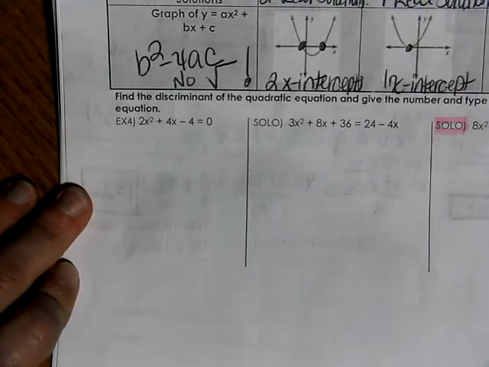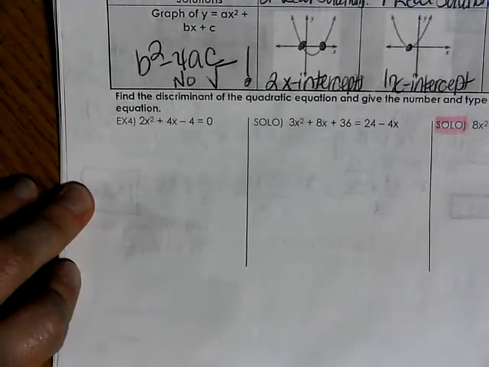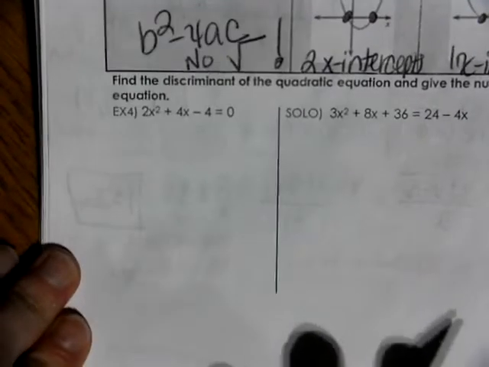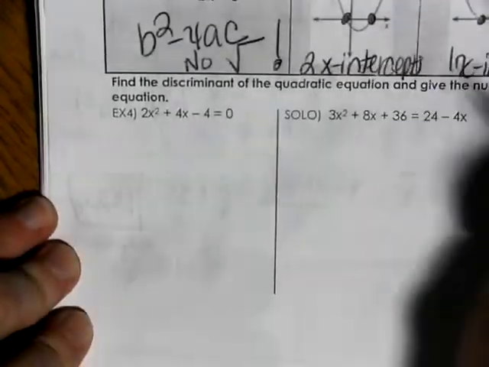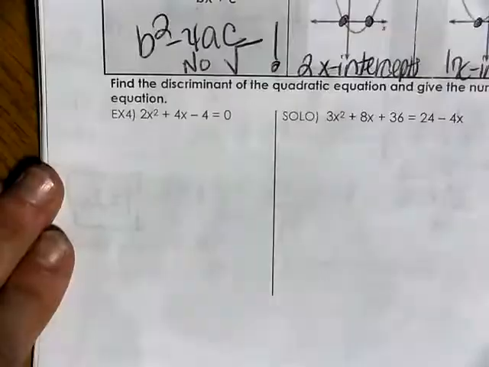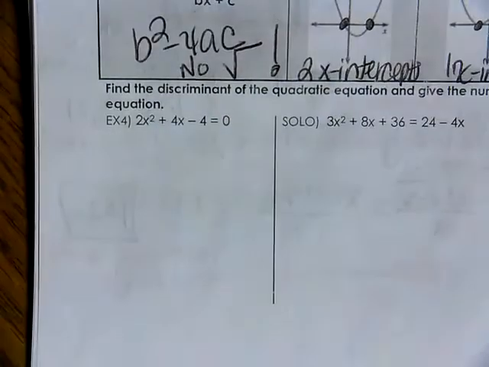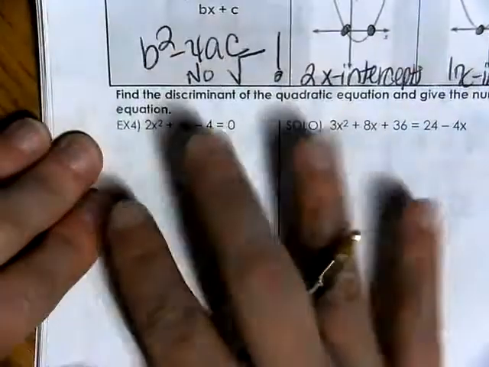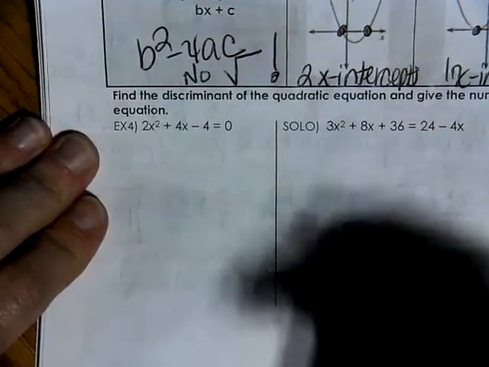All right, let's go ahead and look at example number 4. In example number 4, we have 2x squared plus 4x minus 4. In this problem, we simply want to identify b squared minus 4ac. If you notice that they all have something in common, that is not what we're focused on right here. We simply want to, as written, identify what the discriminant is.